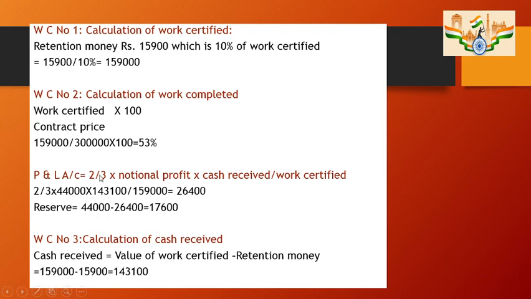P&L account equal to 2/3 into notional profit into cash received divided by work certified. So here you have to calculate how much is the cash received. For that I have made a working note number 3, calculation of cash received. This is cash received equal to value of work certified minus retention money. So 1,59,000 minus 15,900 equal to 1,43,100 is the cash received. Because you have to calculate this.